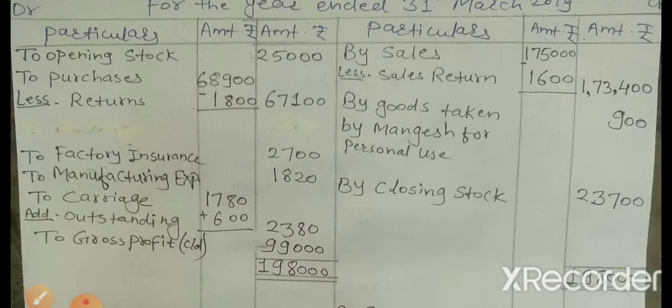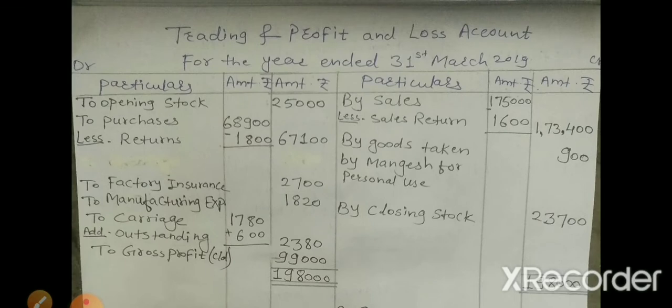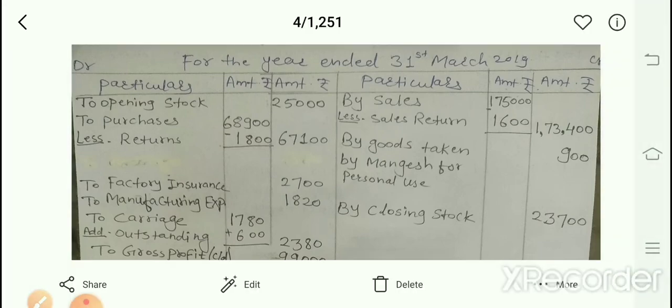Now see, in the adjustments, our second adjustment is remaining. Have a look on that adjustment. Read it. Partners are entitled to get commission at 1% each on gross profit. It means that every partner will get 1% commission of gross profit, that is 1% of 99,000. First partner will get 990, second partner will get 990.